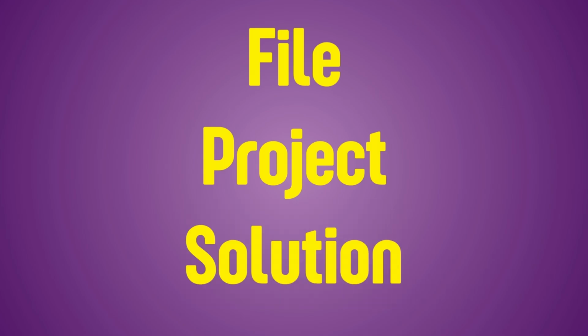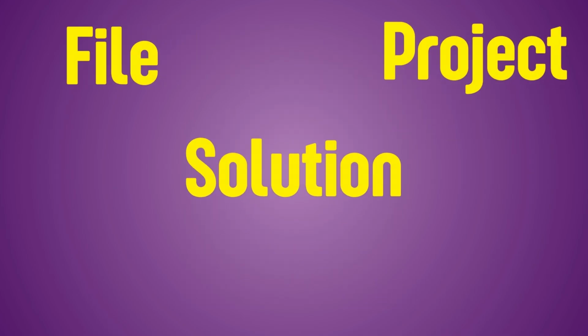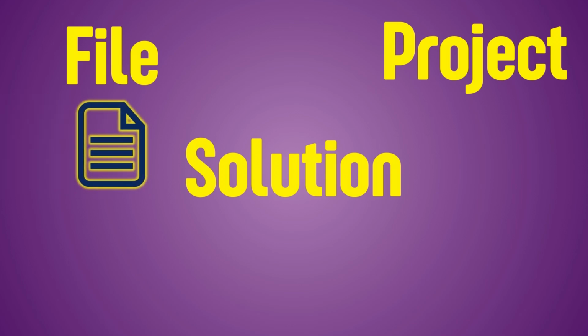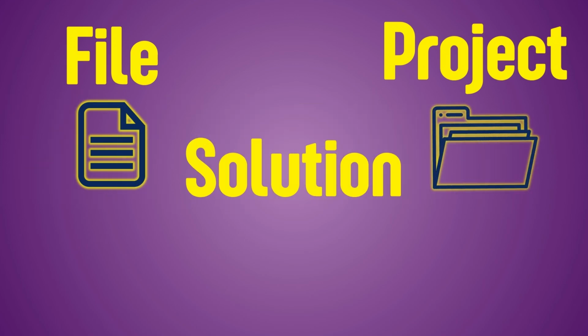A C# program is organized into three different parts: a file, a project, and a solution. This can be a little confusing for beginners, but it's pretty straightforward. A file is just a single file that contains code, just like a Word document with your history essay. A project is a collection of files that are all related to each other, so maybe that's like a folder with all the Word documents for your history class.